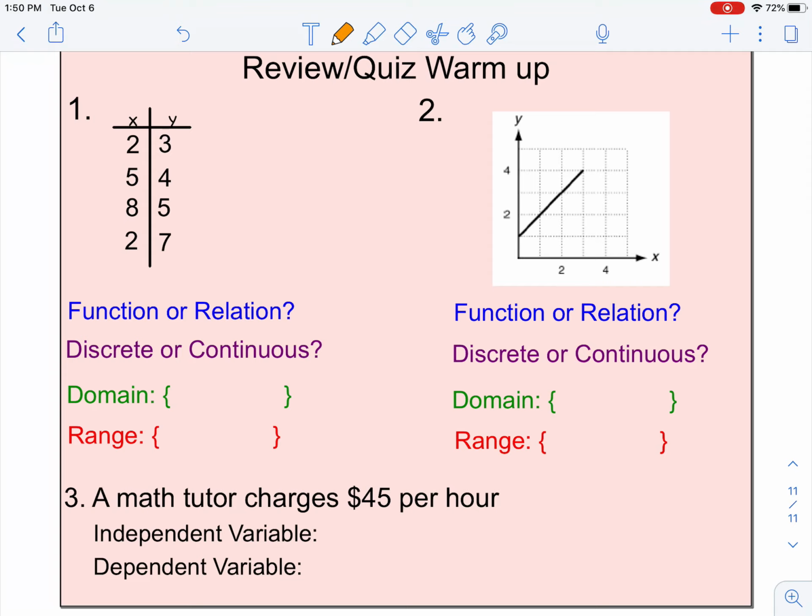Last thing I want to do here is I want to have you try this review/quiz warm-up. Okay, we're not going to be using it for a quiz this week because of all the stuff that is going on, but see if you can figure out for each of these questions, number 1 and 2, whether it's a function or a relation, discrete or continuous, and what the domain and range is. And then see if you can figure out the independent and dependent variable. Pause the video, do this sort of overall review, start the video, and then listen to the explanations.